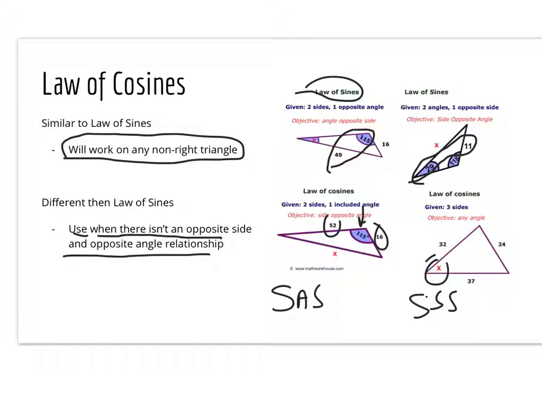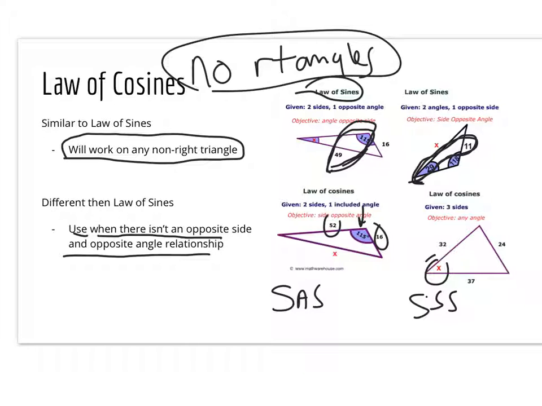All right, so law of sines, you have to have this relationship of an angle and a side. If not, and there's no right angle, so remember there's no right angles here, then I want to use the law of cosines. So no right angles, none of this, I'm using law of cosines.